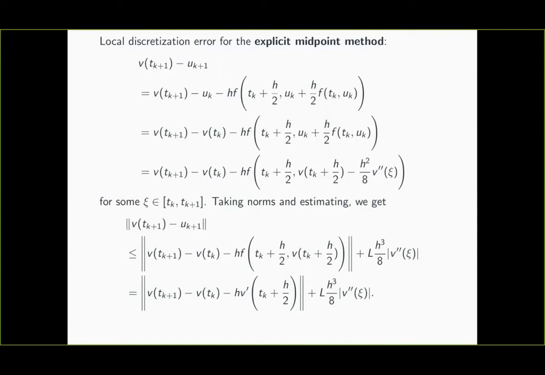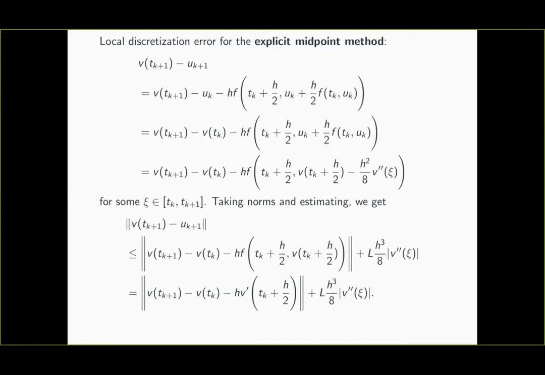And using our error representation formula for the Taylor development of first order, we now get to the following result, namely the local discretization error equals the difference v(t_{k+1}) minus v(t_k) minus h times f at t_k + h/2 and v(t_k + h/2) minus h²/8 v''(psi) for some psi that is somewhere in the time interval from t_k up to t_{k+1}.